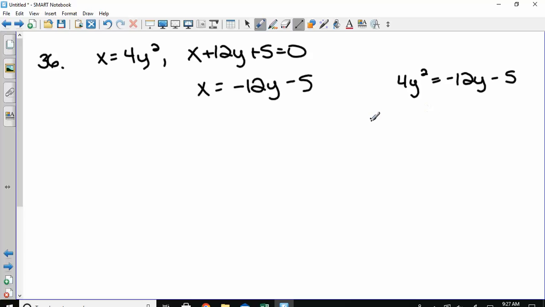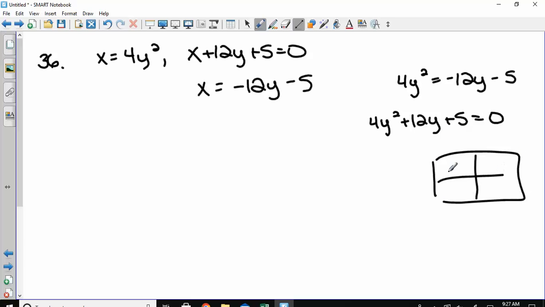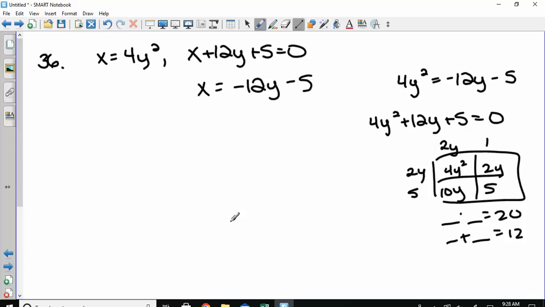Okay, it's a quadratic, so we need to have it equal to 0. So we have to do box method. So we need two things that multiply to 20, add to 12. Be a 10 and a 2. So we get 2y1, 2y5.